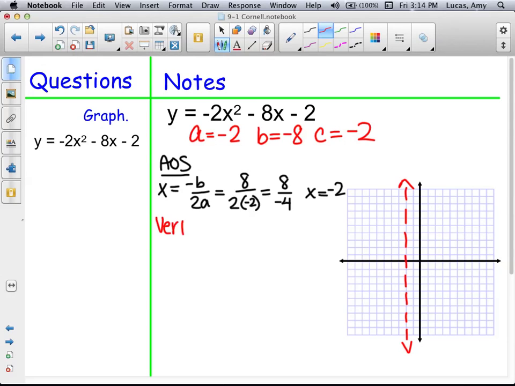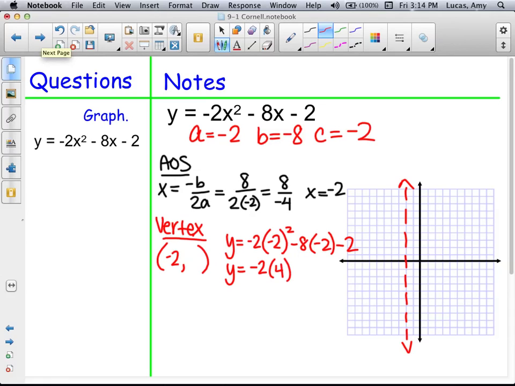Now we can find the vertex. X is -2. Plug it in and solve it. We have a lot of 2's in this problem. -2 squared is 4. So -2 times 4 is -8. -8 times -2 is 16. So my y coordinate is 6. My vertex is -2, 6. Right here.